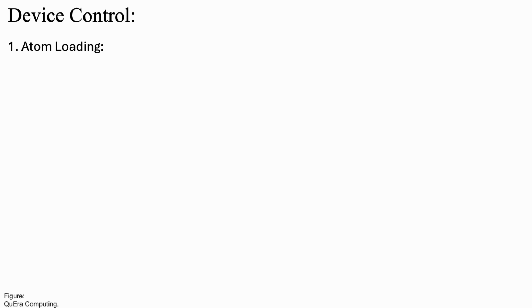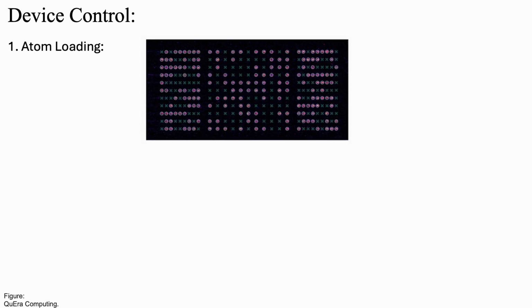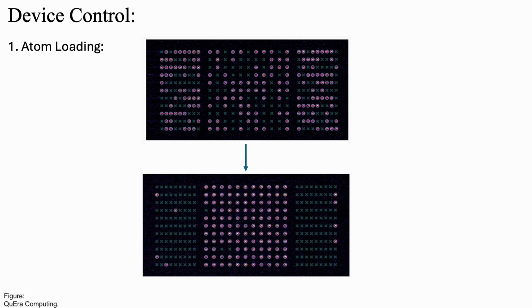The first step is the atom loading process, which is the initialization of the quantum device. Here is a picture of the Rydberg device. It has three areas. On both sides, the rectangular areas are called the reservoirs, and in the middle is the computing area. The initialization process uses optical tweezers to move the atoms in the reservoirs to the computing area. Notice that all the atoms are prepared in the ground state because they are shining.